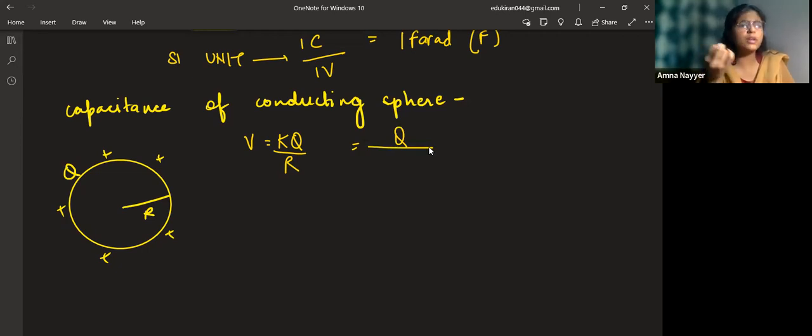Why? You will see, because it's a very, very small derivation, but this derivation comes a lot. And it's very easy to remember. See, potential is Q by 4 pi epsilon naught R. This is the potential that I have.